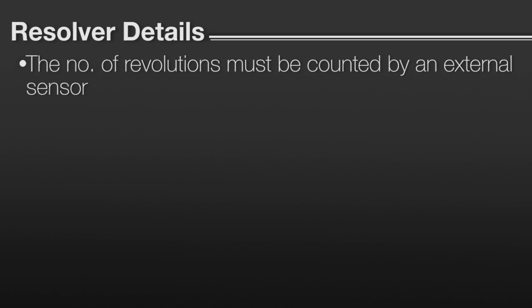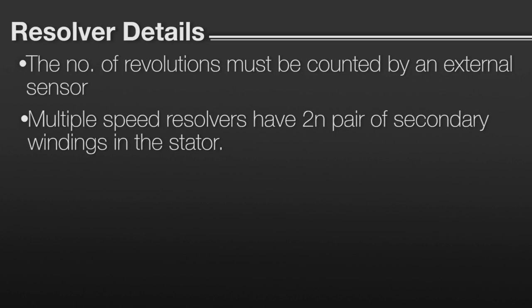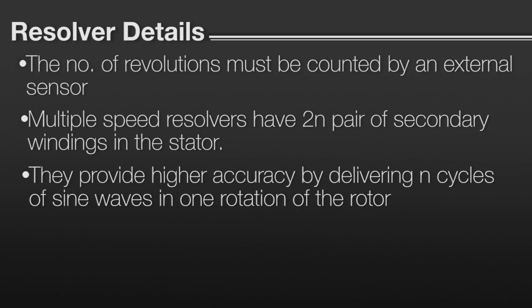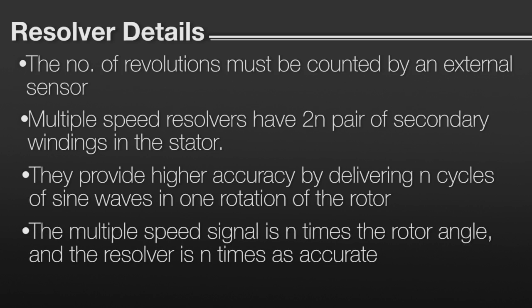You can get higher resolution and thus higher accuracy if you purchase what's called a multiple speed resolver. A multiple speed resolver with 2N pair of secondary windings will deliver N cycles of sine waves in 1 mechanical turn of the resolver. The resolver will then be N times as accurate. For example, if N equals 8, your stator will have 16 sets of secondary windings. It will deliver 8 full signals in 1 mechanical turn of the rotor. Your resolver will then have 8 times as good accuracy as that of a single-speed resolver.